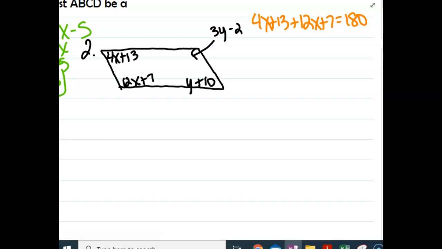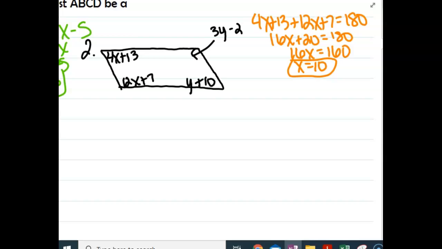So I can combine my x's. 4x plus 12x is 16x. 13 plus 7 is 20, which equals 180. Subtract 20 from both sides. We'd have 16x equals 160. Divide by 16, we get x equals 10.